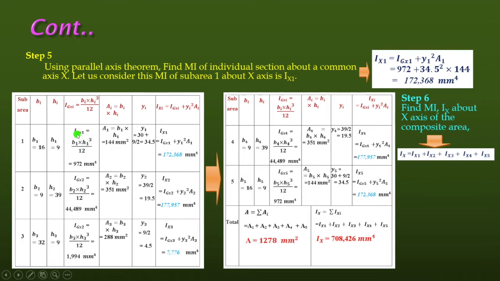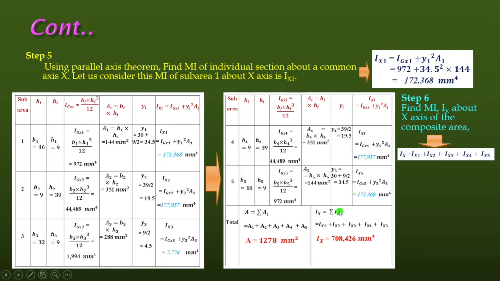Notice that Igx1 and Igx2, this is not about the same axis, because Igx1 and Igx2 are different axes. Both are parallel to x-axis, but it is not the same axis. But here, everything we are measuring with respect to the same x-axis. For section 1, it is 1. For section 2, it is 2. Same axis, about the same axis. So we can add it.